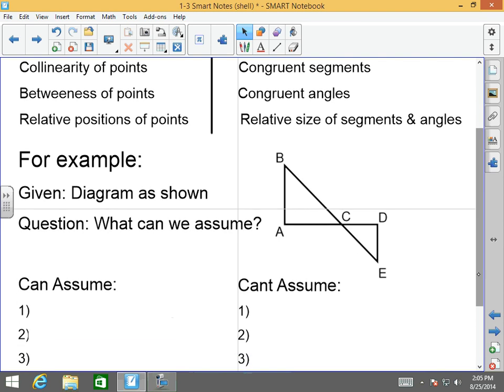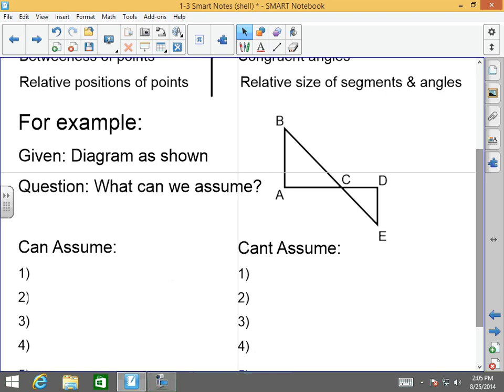So let's see some examples here. Given the diagram as shown, what can we assume? I put two little columns: we can assume this, we can't assume the other. All right, what do you got? There's a straight line from A to B, line segment AB. Okay, so you can assume that ACD would make a line, or a line segment, and BCE is also a straight line.